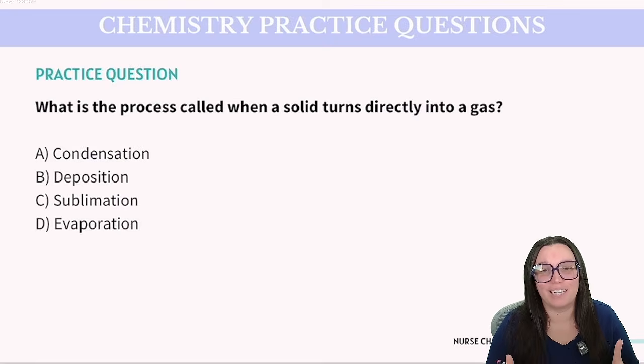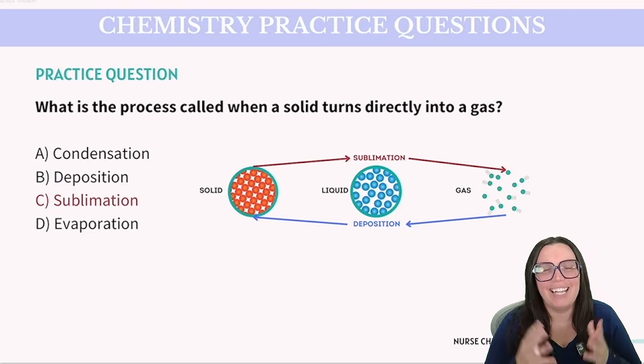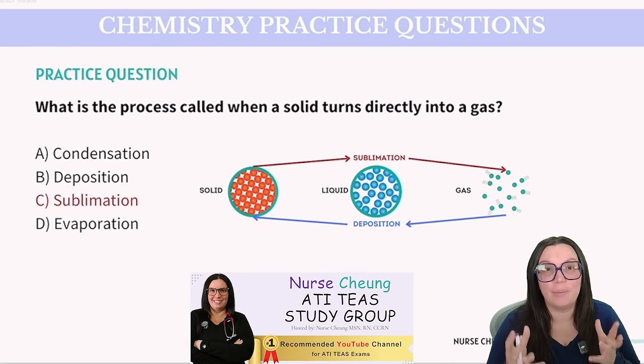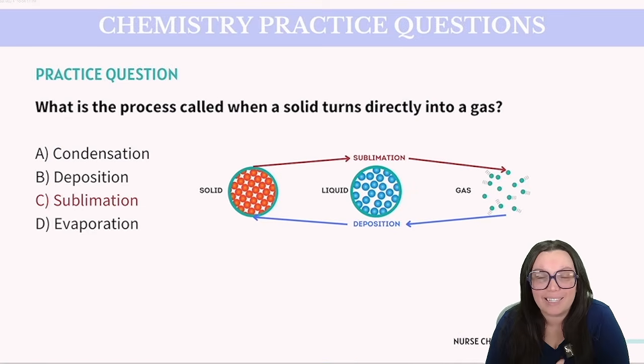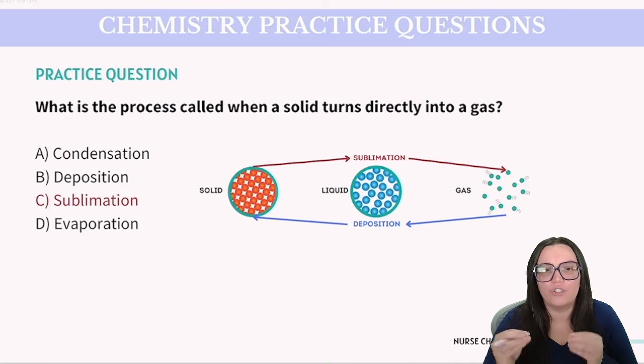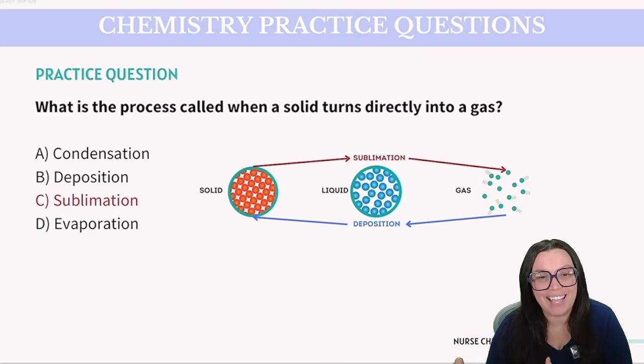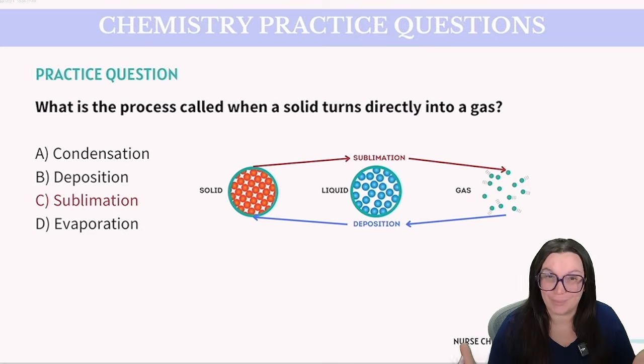So let's do some practice questions. What is the process called when a solid turns directly into a gas? Is it condensation, deposition, sublimation, or evaporation? And the correct answer is C, sublimation. Remember, sublimation is the process where a solid transitions directly into a gas without passing through that liquid phase. This is observed with things like dry ice, like we talked about before, where it turns directly into carbon dioxide gas when it's exposed to room air temperatures.